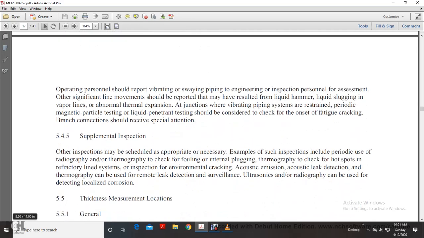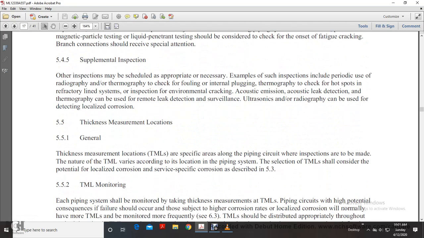5.4.5, supplemental inspection. Other inspections should be included as appropriate and necessary. Examples of such inspections include the periodic use of radiography and thermography to check for the following: internal plugging, thermography to check hot spots of refractory lined systems, inspection for environmental cracking, acoustic emission, and acoustic leak detection. Thermography can be used for remote leak detection surveillance, and ultrasonic and radiography can be used for detecting localized corrosion.